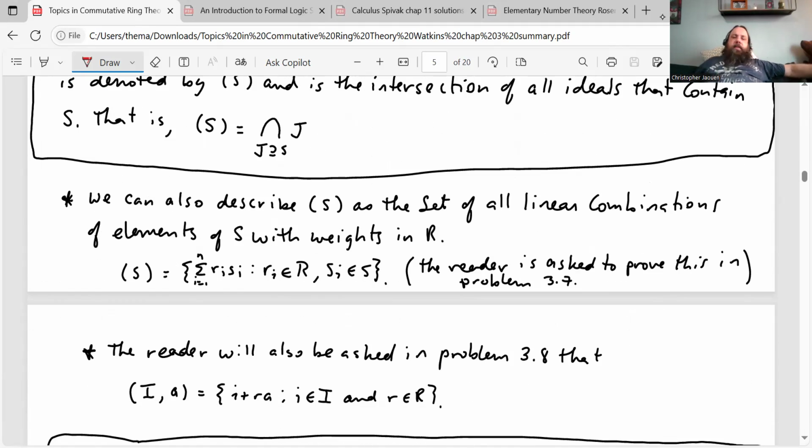All right, we can also describe the ideal generated by S as the set of all linear combinations of elements of S with weights in R. So, in other words, as this set that I have written here. And the reader is asked to prove this in problem 3.7, so we'll do that in the exercise set. So I didn't bother doing it here.